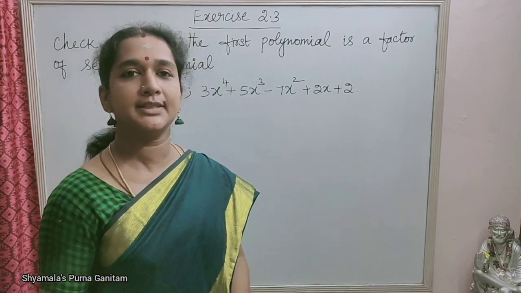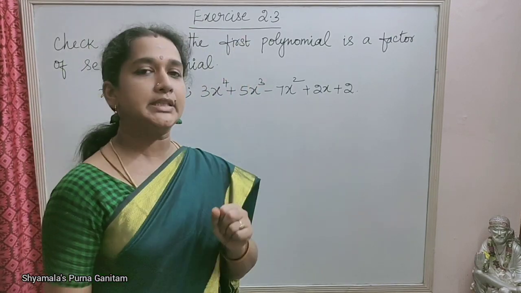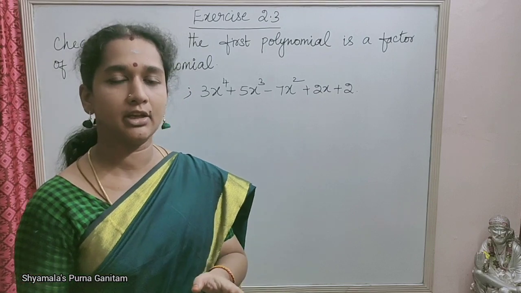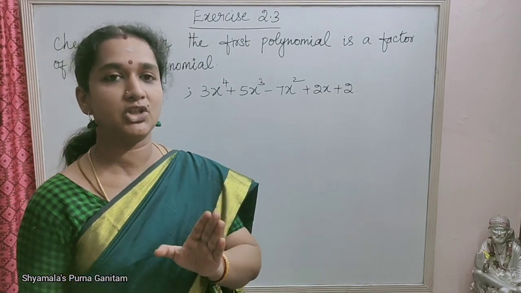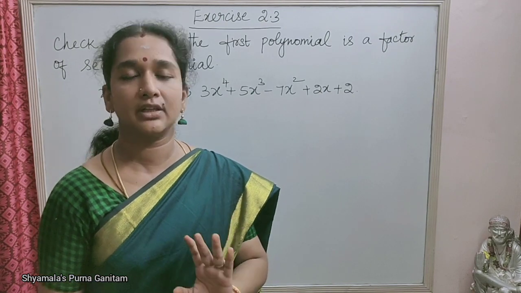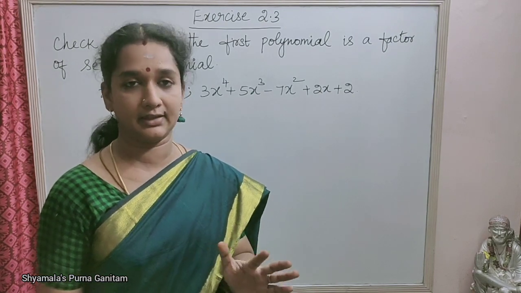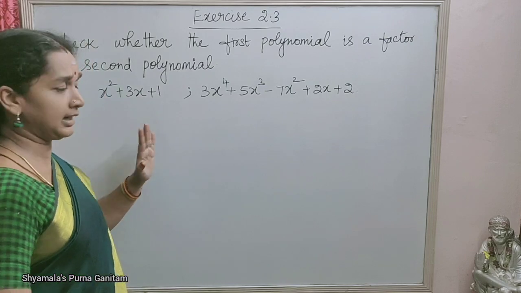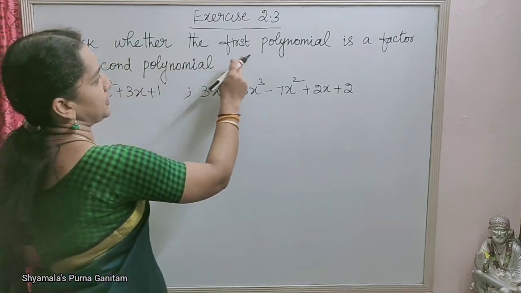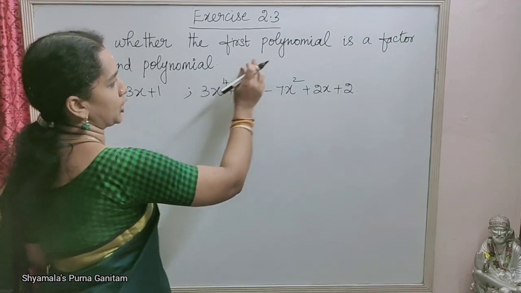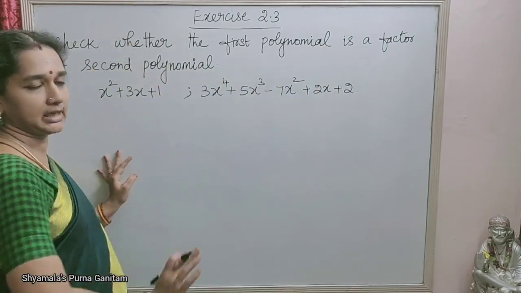Now we will do a few sums in exercise 2.3. The first and second sums are similar. You are asked to find the division and check whether the given polynomials are factors. That model only, both the sums. So one sum I will do. Check whether the first polynomial is a factor of the second polynomial.